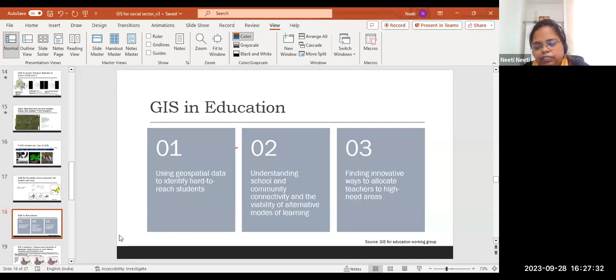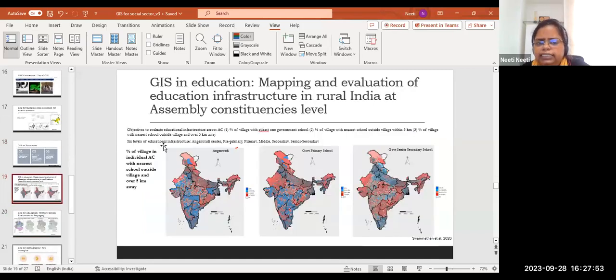And then the third way in which GIS can be used is finding innovative ways to allocate teachers to high need areas, depending on what kind of schools are there, primary school, secondary school, and how we can take the assistance of the teachers at multiple locations. One such study was done to figure out education infrastructure in rural India at assembly constituency level. So in this particular study, it was done at assembly constituency, or AC as I'm mentioning here, because most of the decisions are made at that scale.